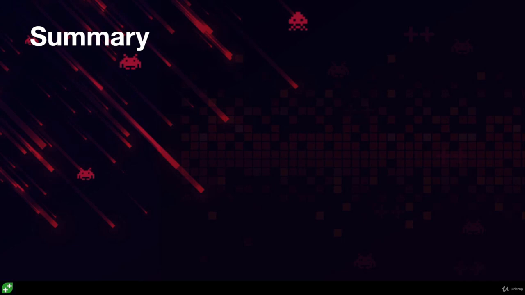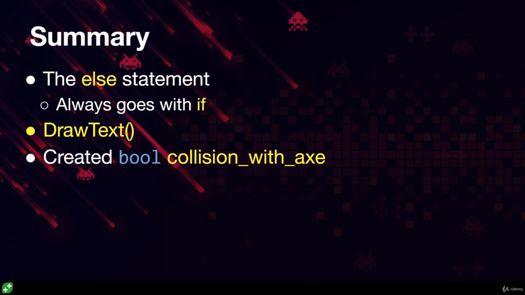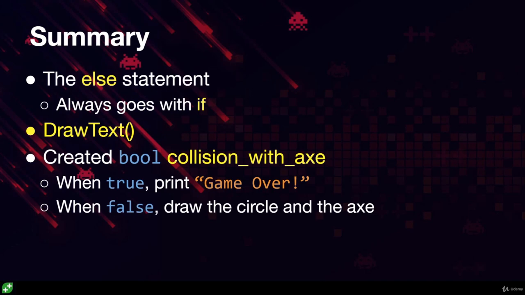So in summary, we learned about the else statement and how it always goes with an if statement. We learned about the draw text function, which draws text to the screen. Pretty self-explanatory. And we created a bool called collision with axe. When this boolean is true, in the if body, we print game over using draw text. When this boolean is false, in the else body, we draw the circle and the axe and do all of our game logic. Well done!